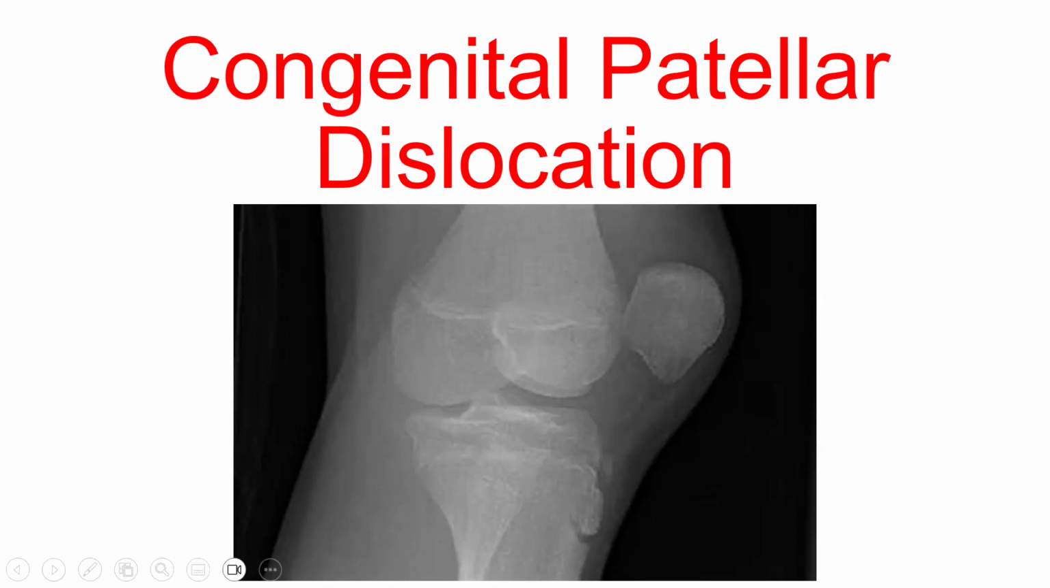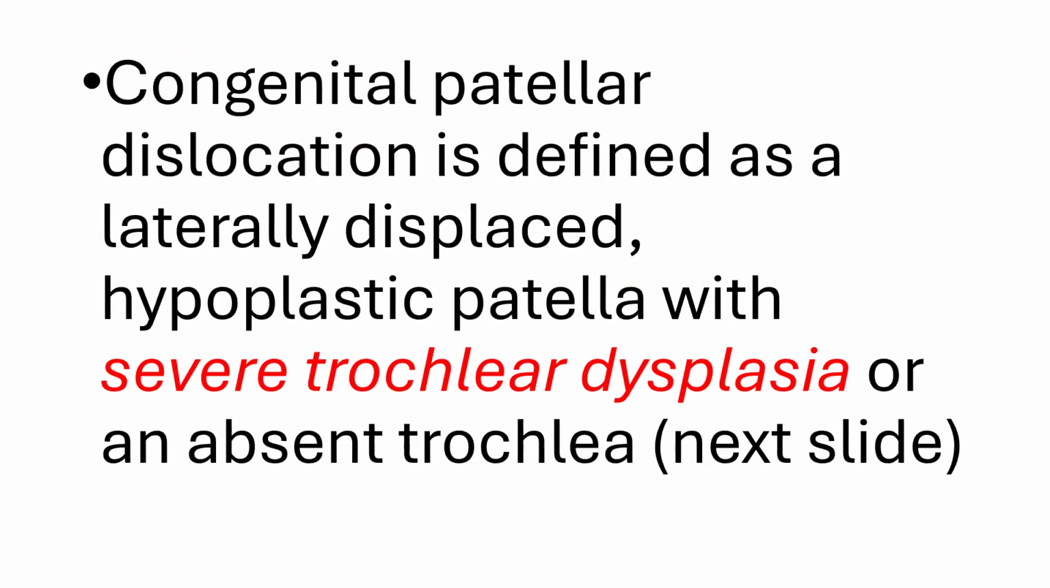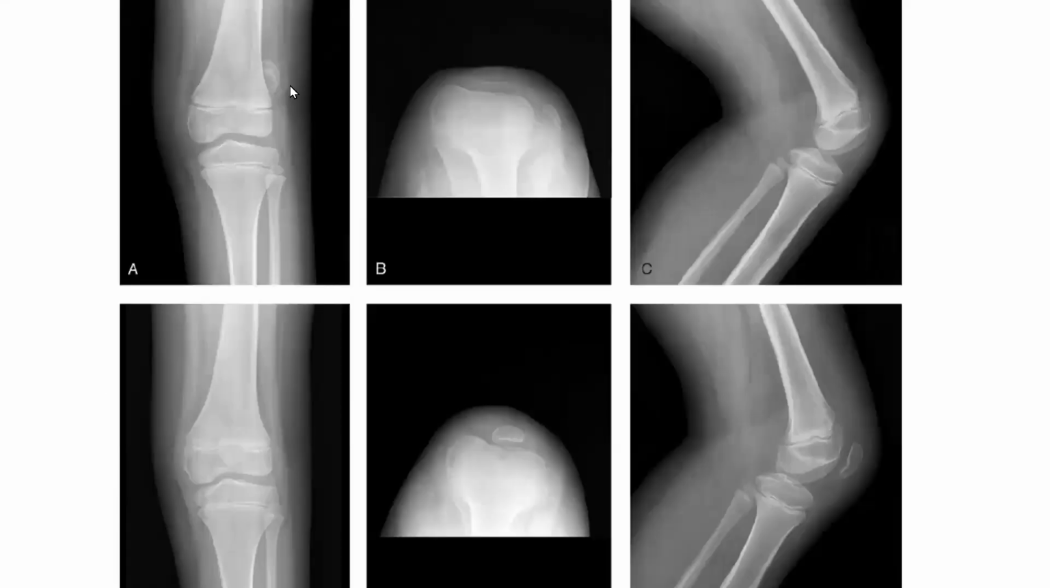Congenital patellar dislocation is defined as a laterally displaced hypoplastic patella with severe trochlear dysplasia or an absent trochlea. Look at this patella. You can see it on various views. Over here, here. You can see it. You see that the fossa is not normal where the patella passes.